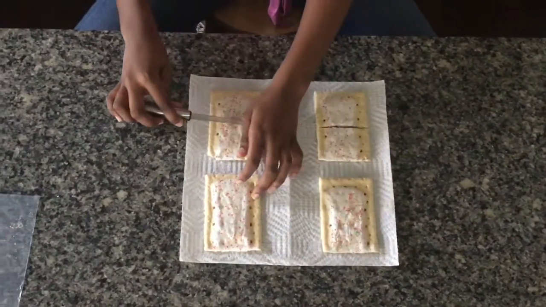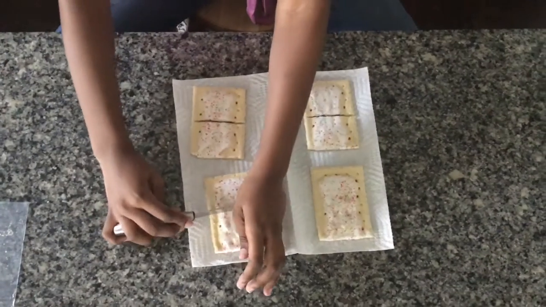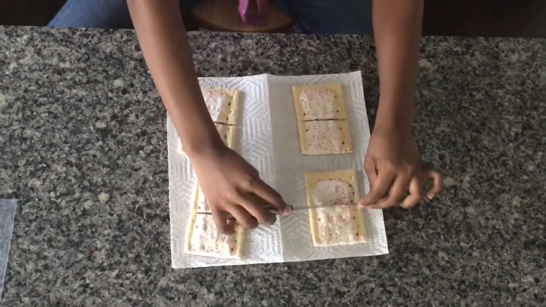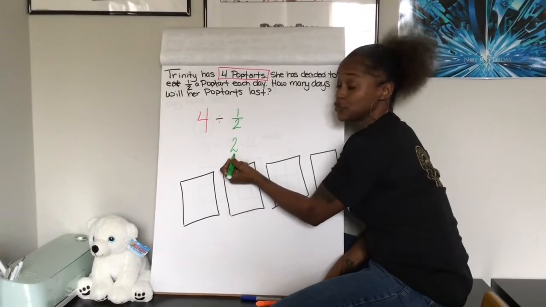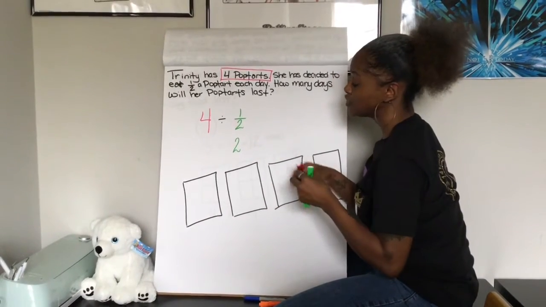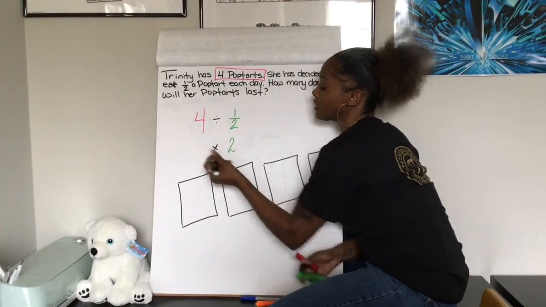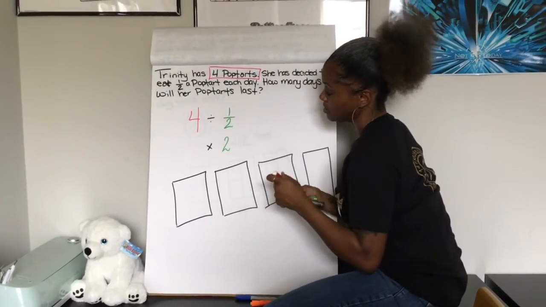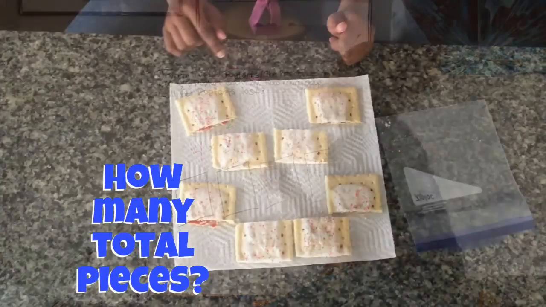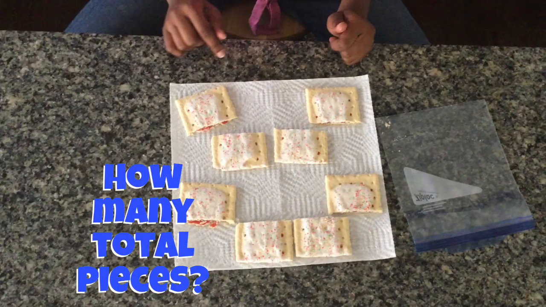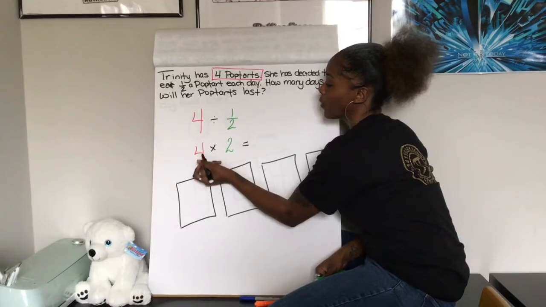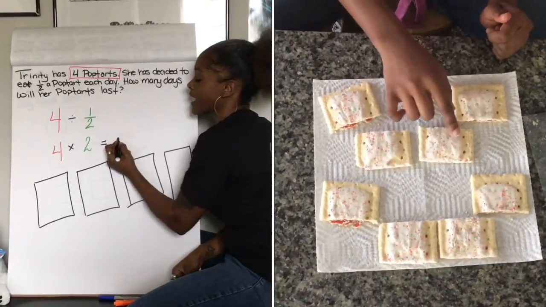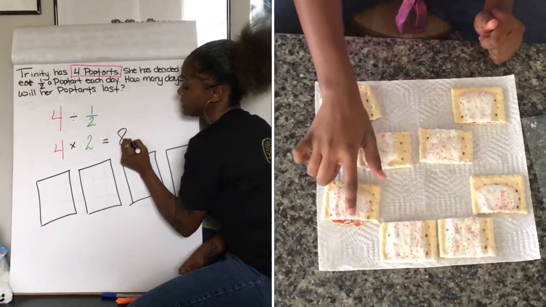So she's taking each of those Pop-Tarts and she's breaking them down into halves, which creates how many pieces in each Pop-Tart? How many? Yes, each Pop-Tart will give her 2 pieces. So we're going to have 2 pieces for each of the 4 Pop-Tarts, giving us how many total pieces? Yes, 4 Pop-Tarts times the 2 pieces that I'm creating are going to give us 8 pieces.